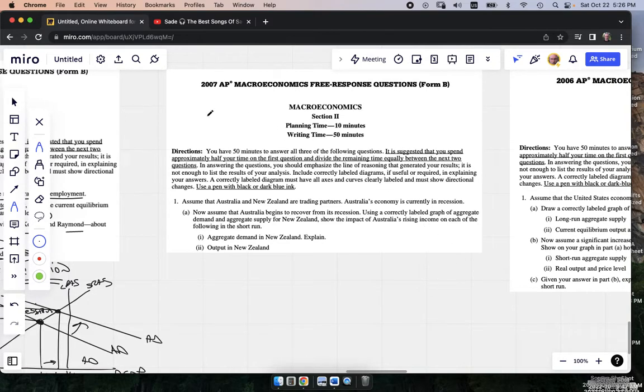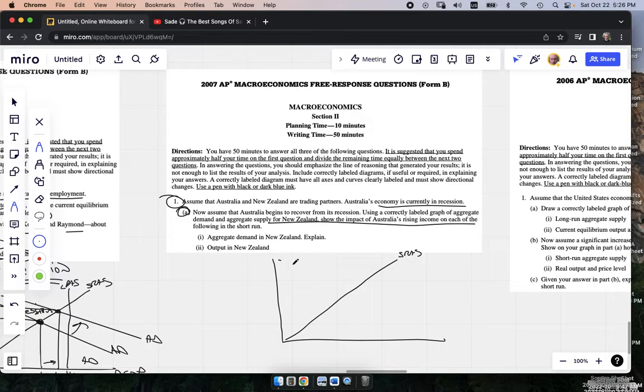All right, 2007, Form B, question 1. Assume that Australia is in a recession. So they want us to do aggregate demand and aggregate supply for New Zealand. Most of the time, this is just a little hard to read and understand what's going on. Notice they don't ask for a long-run aggregate supply curve again, but that's okay. This is New Zealand. And they're saying that Australia is coming out of its recession.